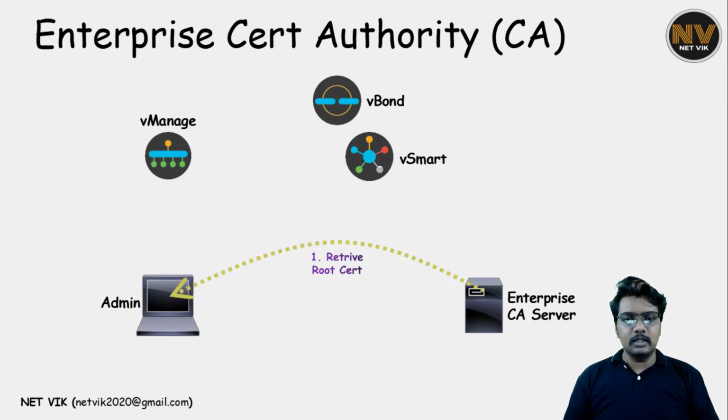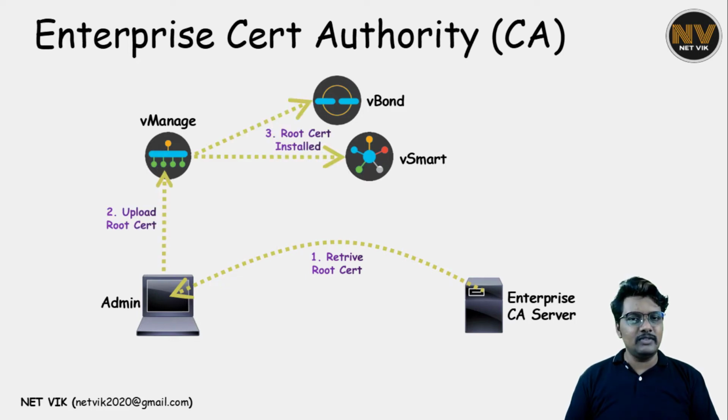The first step is the root certificate is retrieved from the enterprise CA, basically copied or downloaded from the enterprise CA and kept as a backup in the administrator's laptop or in a SharePoint somewhere, right? Followed by that, the admin will upload it to the vManage. vManage will share it to the vBond and vSmart.